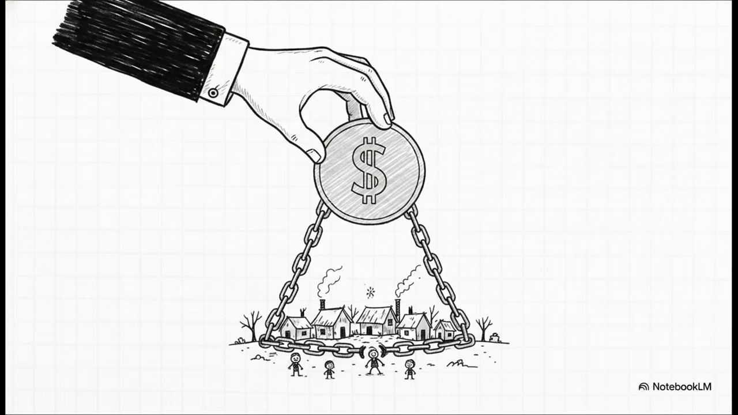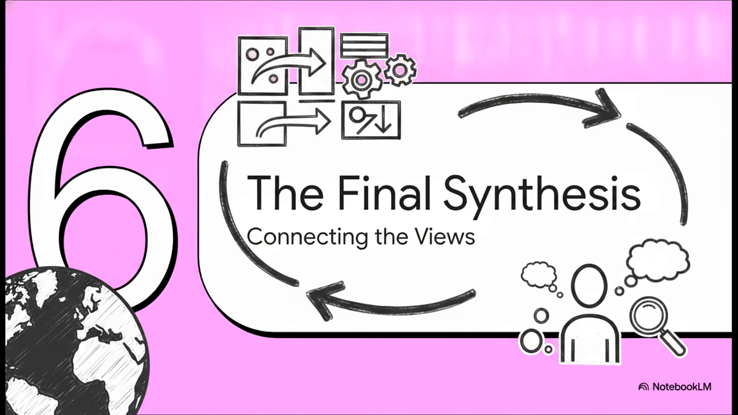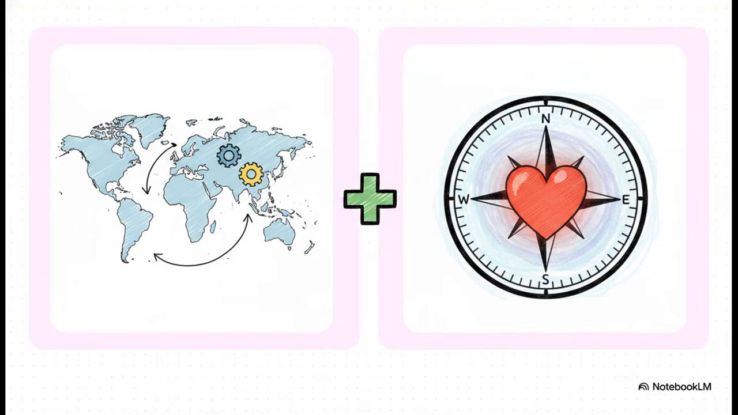And finally, Part 6, the final synthesis. All right, we've explored 2 vastly different ways of looking at global inequality. And now it's time to connect the structural macro view with the individual micro view. To truly grasp the complexities of global development, we honestly need both frameworks.